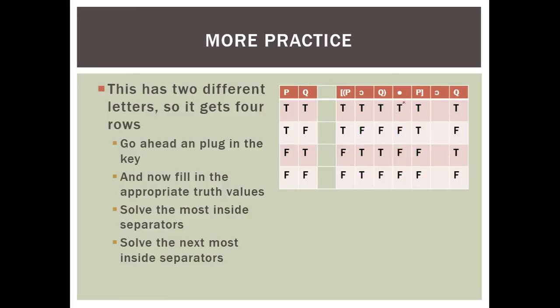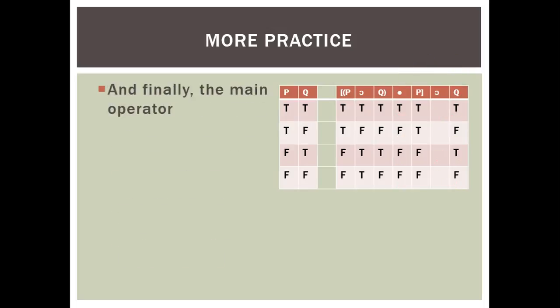Then the final step is the most exposed operator. So we're going to use the dot and the Q to solve the horseshoe. The dot is true, false, false, false. And the Q is true, false, true, false. So true horseshoe true is true. False horseshoe false is true. False horseshoe true is true. False horseshoe false is true. We'll erase and let it go to the computer typeset.